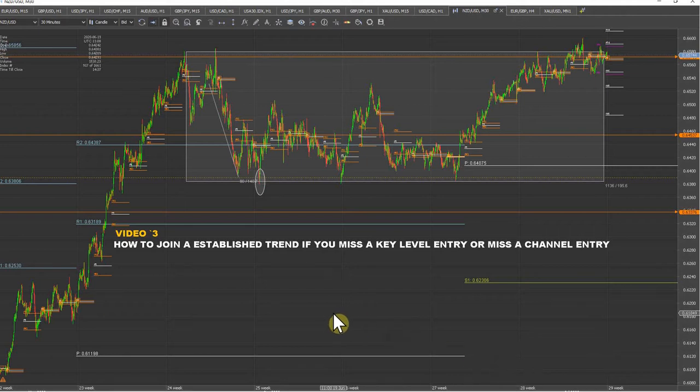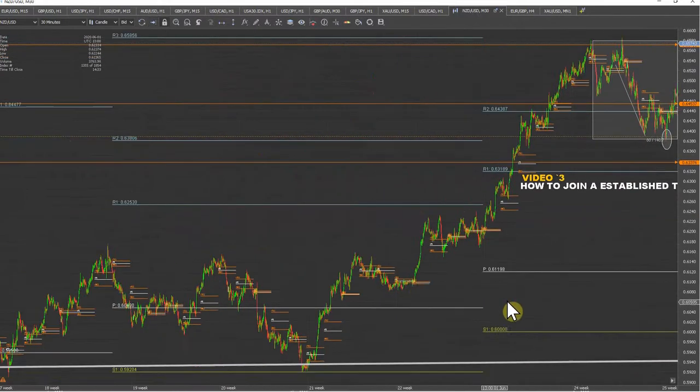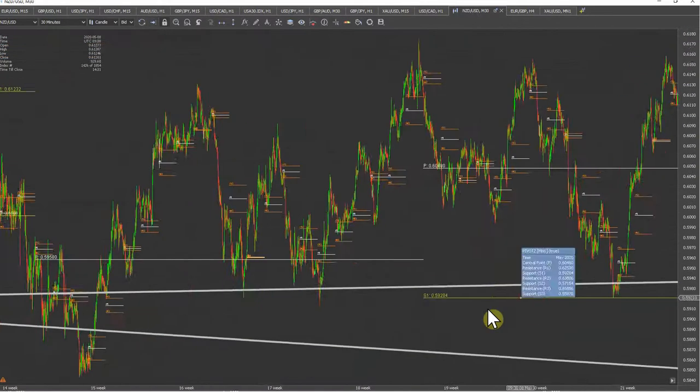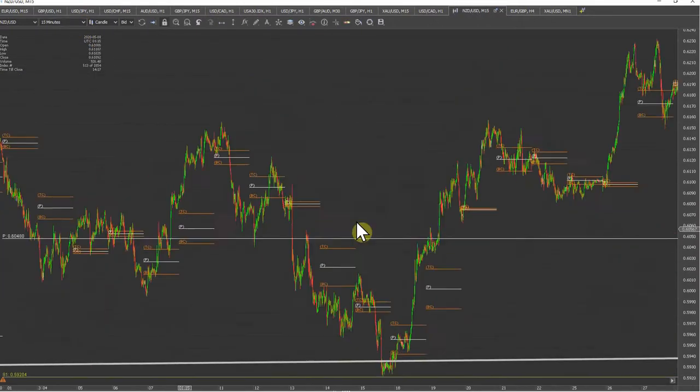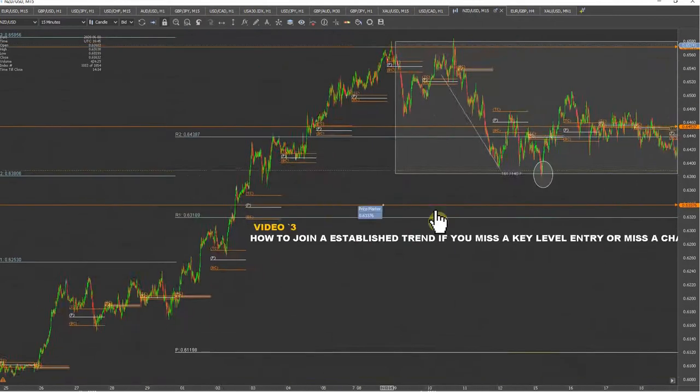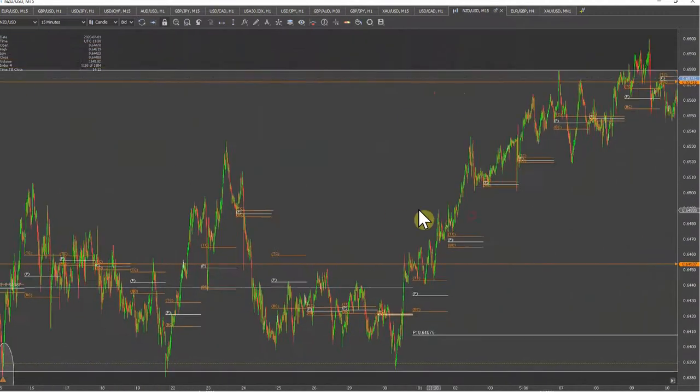If you can imagine that you want to enter a trend, it's already begun. Let's say the trend already began at this channel line, and you missed it. So how can you enter? Well, how can you plan your entry? So let's go to a smaller time frame. Look at the daily for today, and I'll tell you what I want to see.